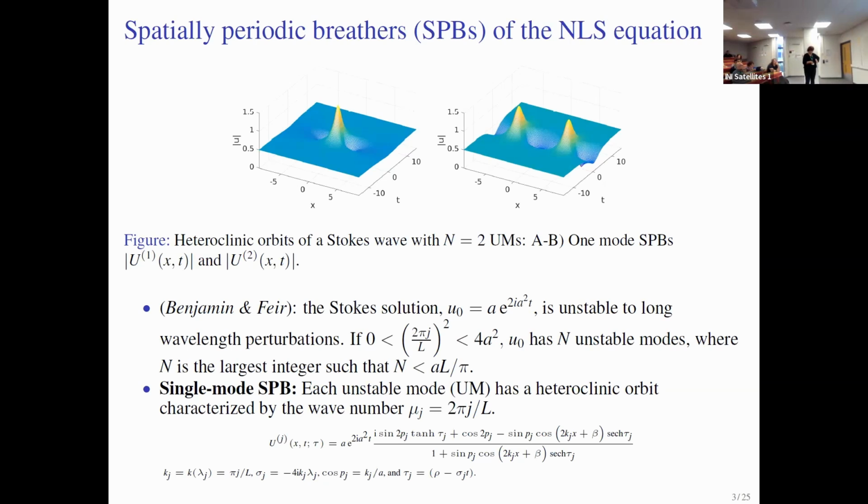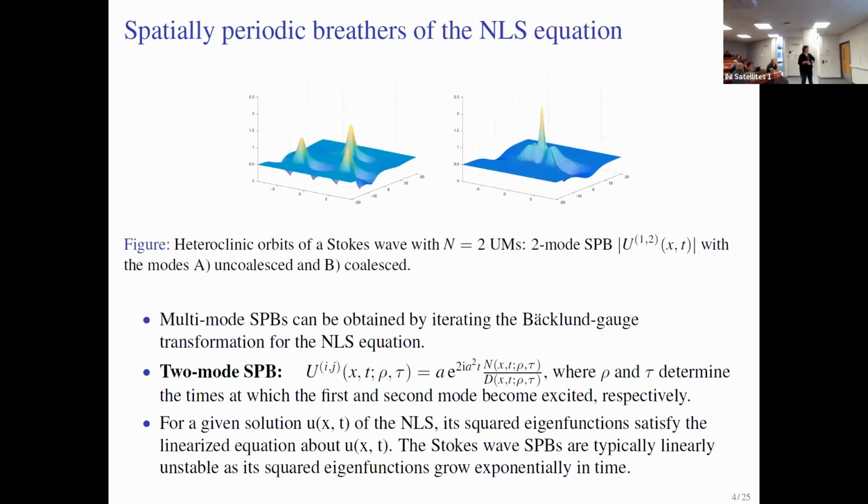And okay, so you can iterate the Backlund gauge transformation to create multi-mode SPBs, and this is if the underlying Stokes wave has two or more unstable modes. And so the general form of the two-mode SPB is given here. Each time you iterate the transformation, you introduce a new parameter. And so these parameters, rho and tau here, are determining the times at which the first and second modes become excited. And in the figures, these are two members of the family of two-mode SPBs.